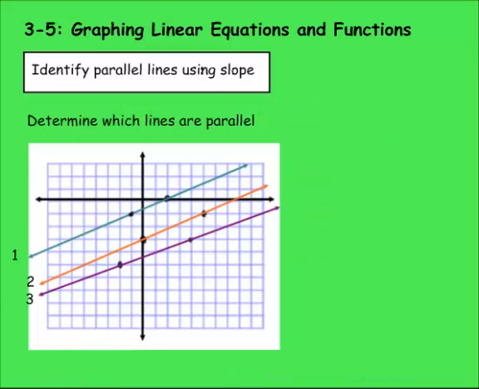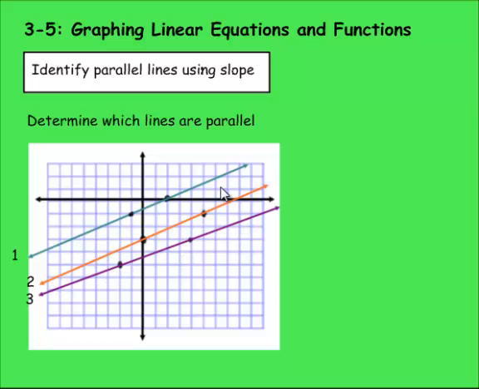Now we need to identify parallel lines using slope. So parallel lines are going to have the same rise over run. If they have a different rise over run, that means that one is sloping at a higher rate than the other one, and then you'll eventually cross. But if they're the same exact slope, those lines are never going to meet.